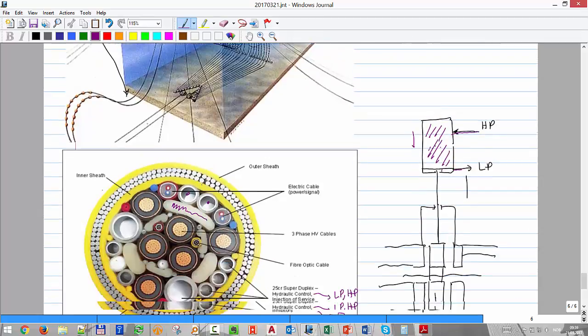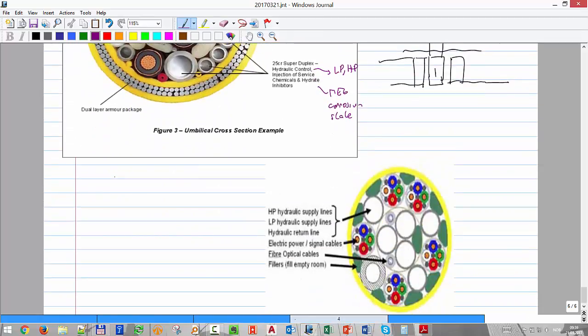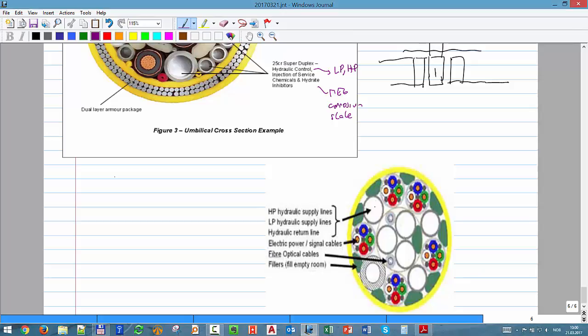subsea. Okay, and here I think we have the same. So here you have this high pressure, low pressure. Okay, and they have to be in a different pipe. The high pressure cannot be the same if you are going in that direction towards the well and you're coming back from the well. You have to have two separate lines in the umbilical.